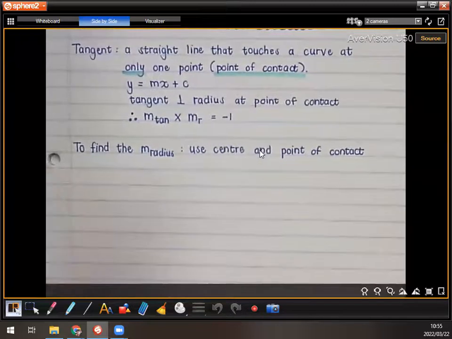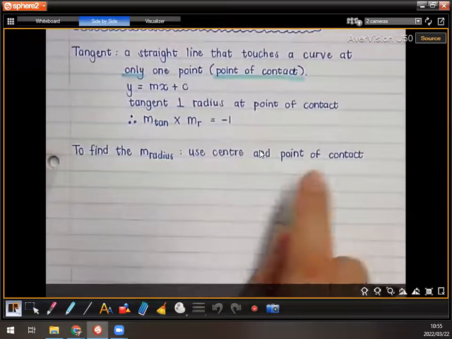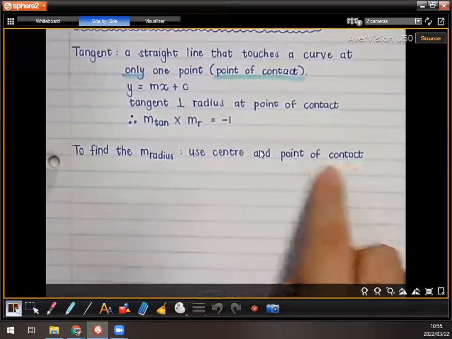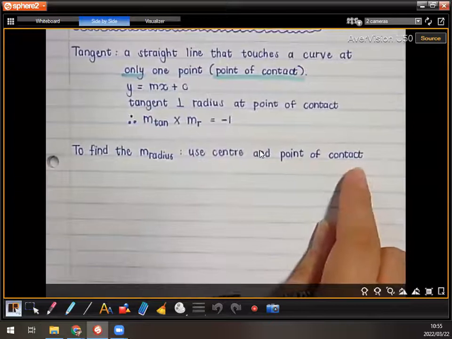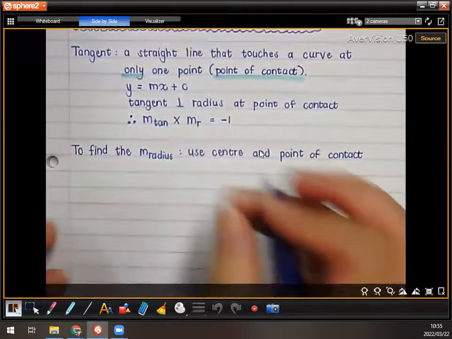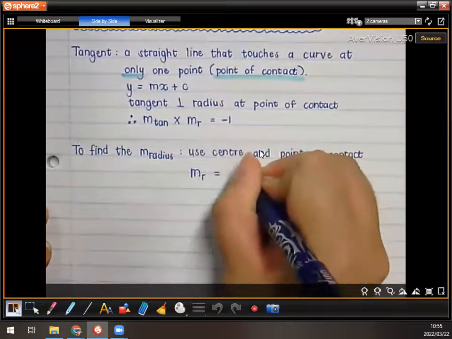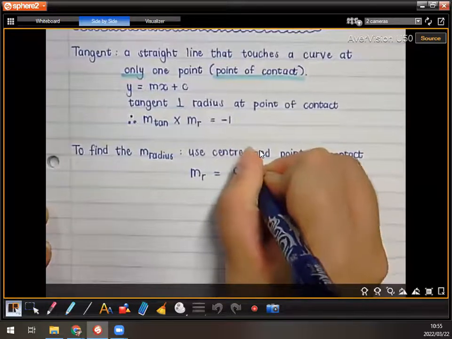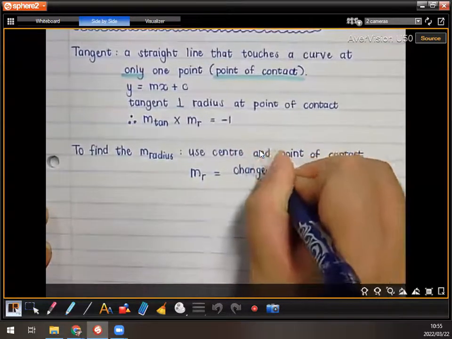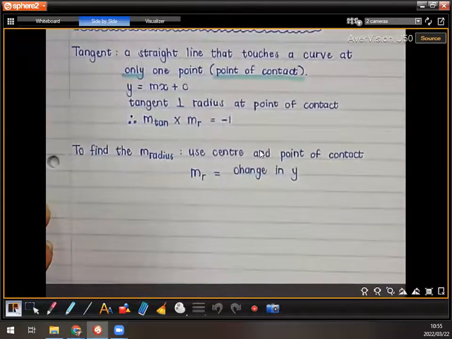Remember, to find the gradient, you always need 2 points. Okay, so those are going to be the 2 points that we will use for this type of question. The center of the circle and then the point of contact, which they will either tell us or we'll have to maybe calculate in some other way, which is when we do questions. So we're going to say that the gradient of the radius is change in y over change in x.